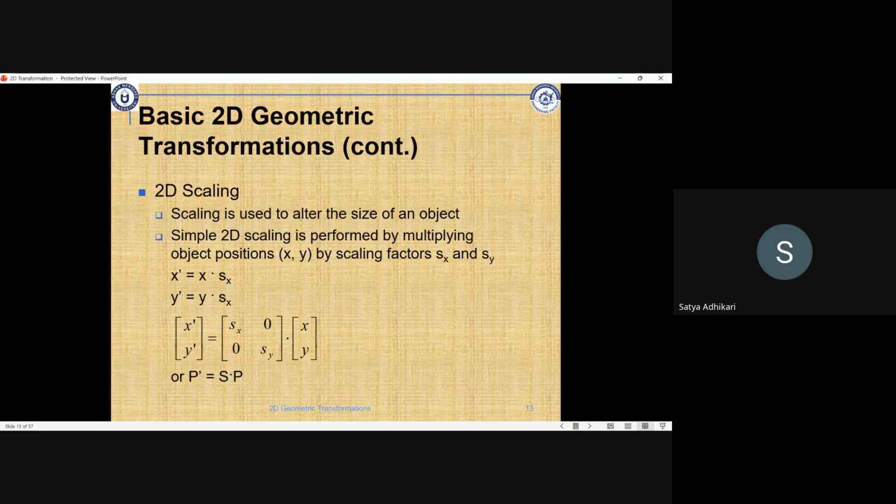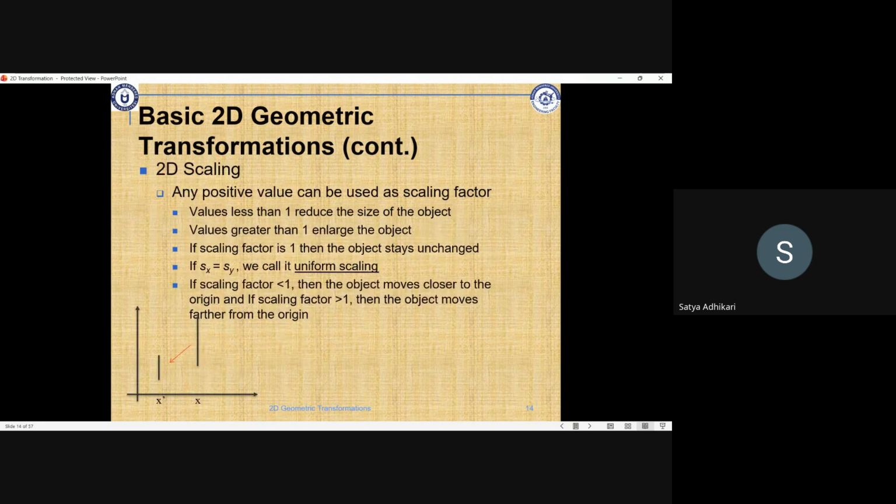After scaling, you see here, there is an image in the left corner, that is there is a size. After scaling, you see the size is diminished. So the size is either enhanced or diminished, depending upon the value of sx or sy.